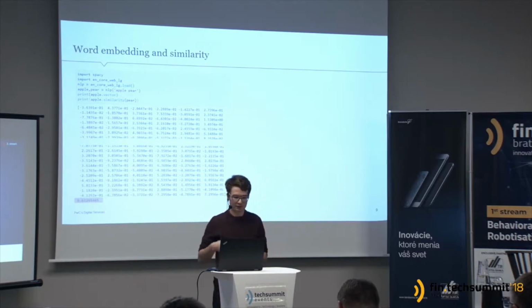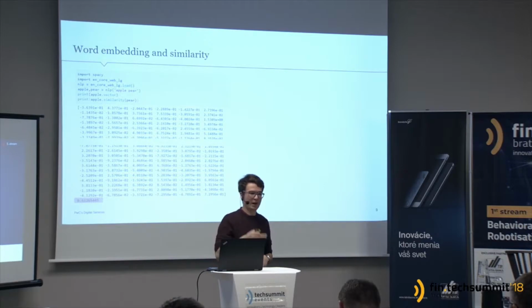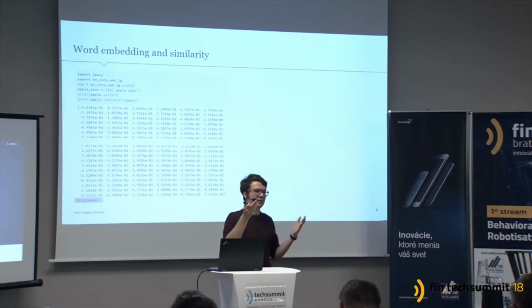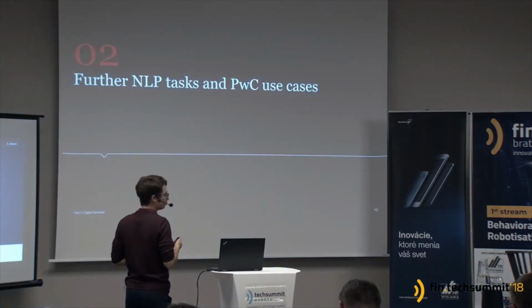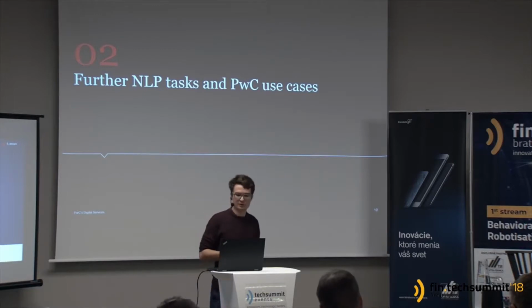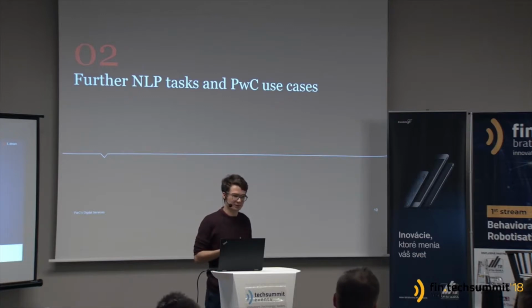What does it mean? That we can define a vector for apple, define a vector for pear, and then they will be located close to each other because they are similar. Or we can do a very funny thing. We can take a vector for word London, subtract a vector for England, add a vector for France, and get a vector which will be located somewhere close to a vector for Paris, right? Let's go to some more complicated natural processing tasks and some real-life use cases which I have personal experience with.